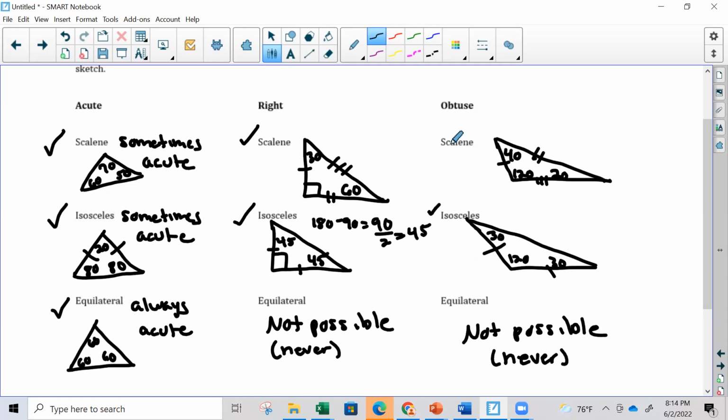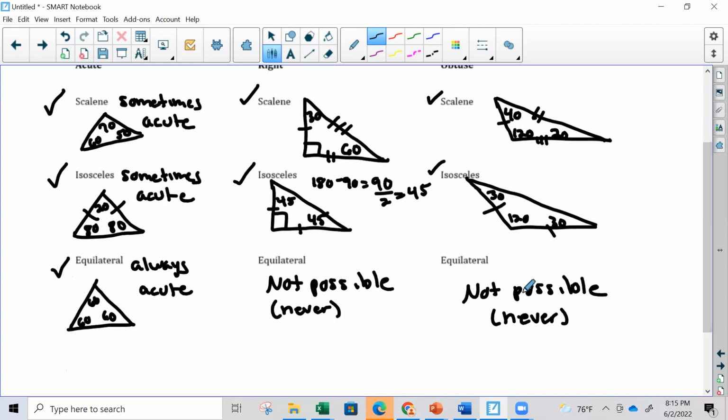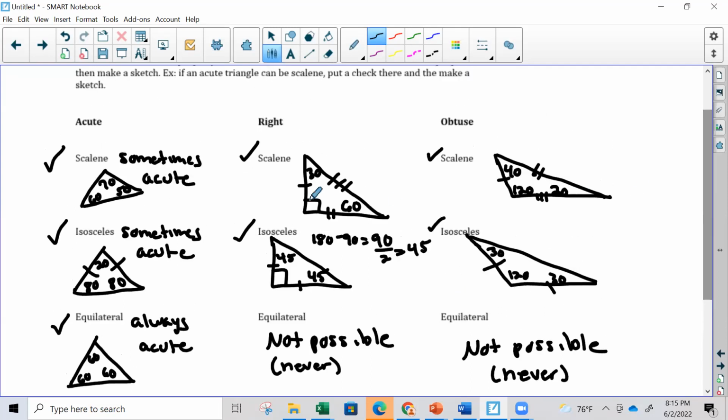Okay, I didn't put the checks. So an obtuse triangle again is sometimes scalene, it's sometimes isosceles, it is never equilateral. Okay, and isosceles is sometimes obtuse, and a scalene is sometimes obtuse. Okay, so most of these are sometimes relationships. The never ones come down to the equilateral with right and obtuse, and an equilateral is always acute. Okay, and then just remember acute and obtuse, their relationship is also never.